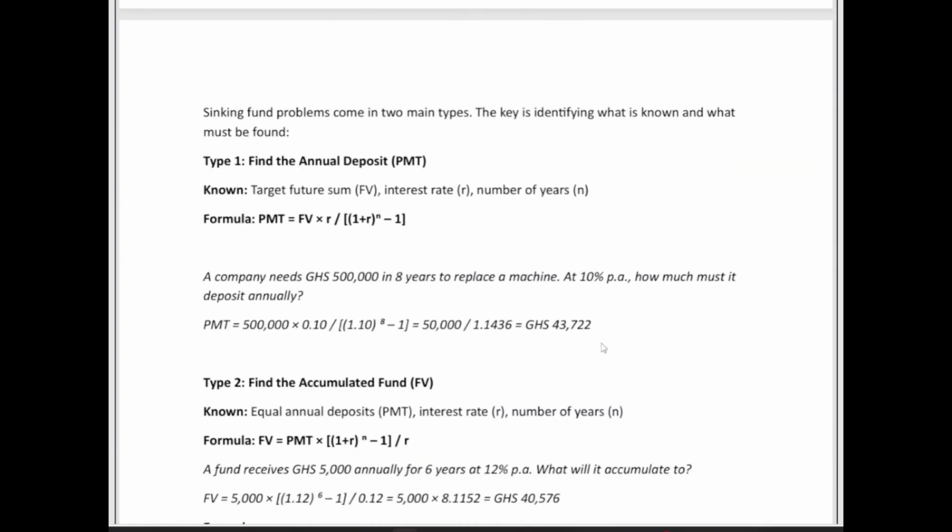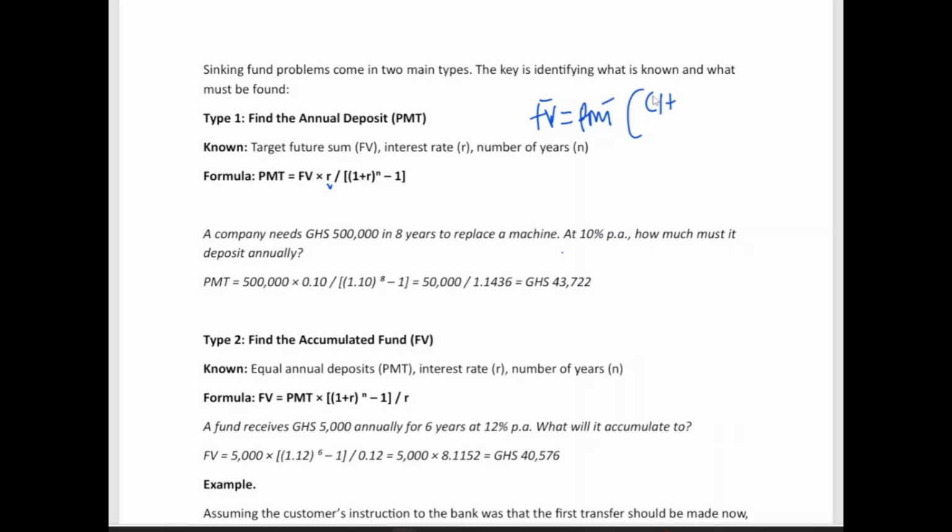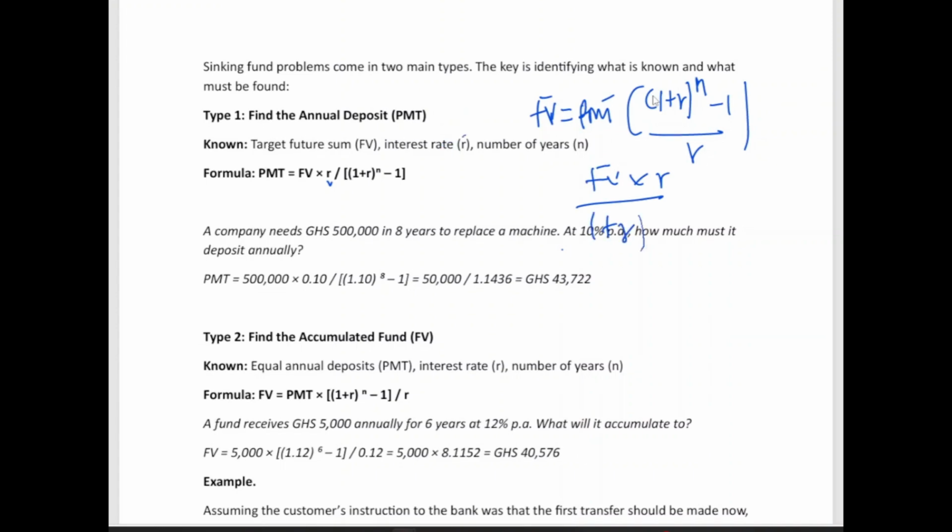So for this one too, the formula is our future value times our interest, all over (1 + r)^n − 1. So we know that our future value formula is equal to PMT times ((1 + r)^n − 1) all over r. We will now make our PMT the subject. So that's how you're able to get PMT is equal to our future value times our r, all over (1 + r)^n − 1.